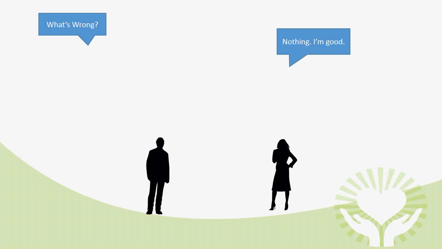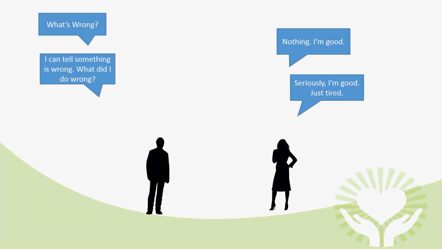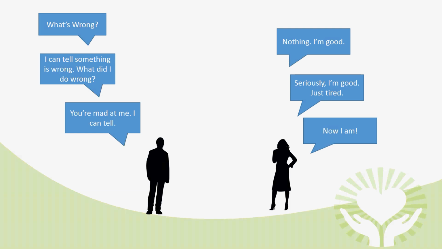What's wrong? says the man. Nothing. I'm good, says the woman. I can tell something is wrong. What did I do wrong? Seriously, I'm good, just tired. You're mad at me, I can tell.